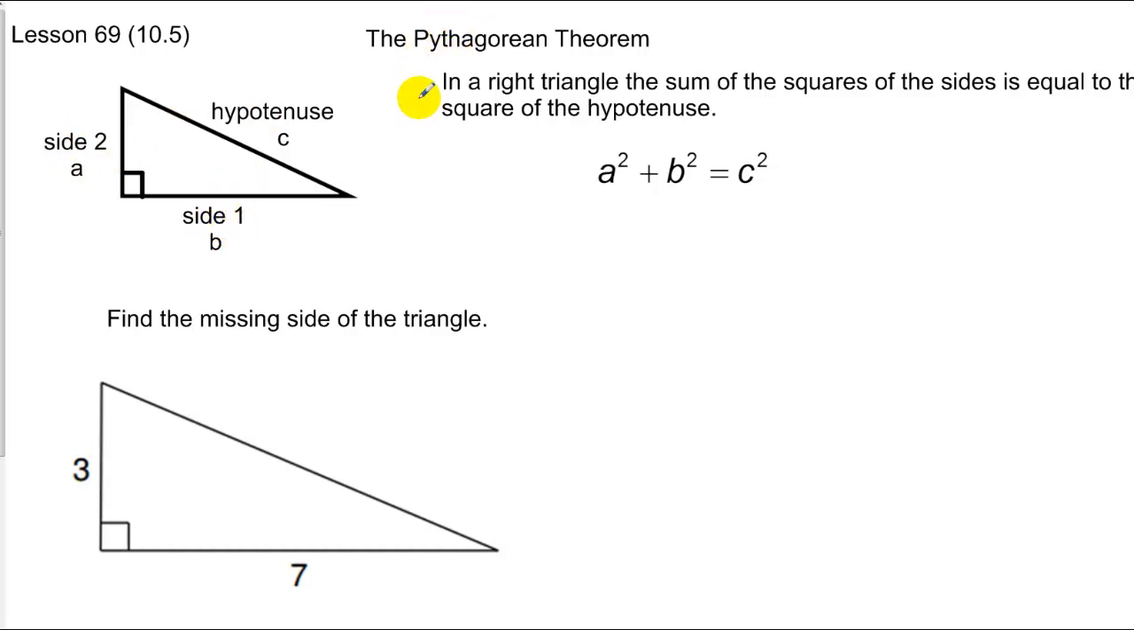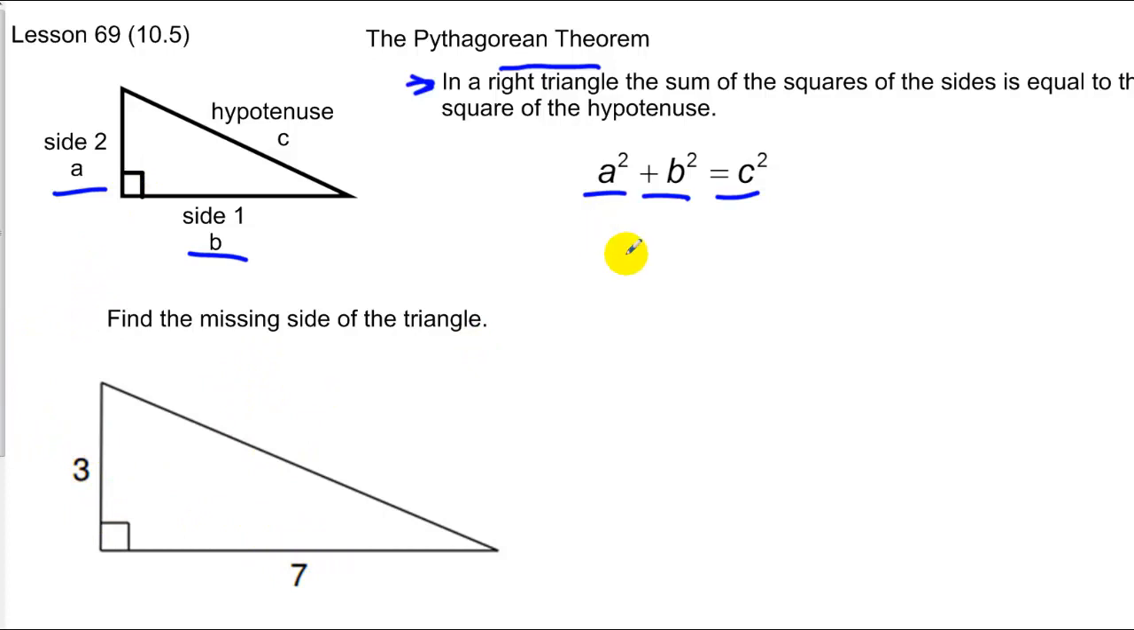Pythagoras found that in a right triangle, and notice, only a right triangle will this work for, the sum of the squares of the sides is equal to the square of the hypotenuse. So in other words, a squared, which is one side, plus b squared, which is another side, is equal to the hypotenuse squared.